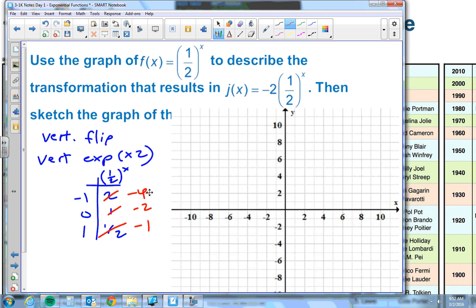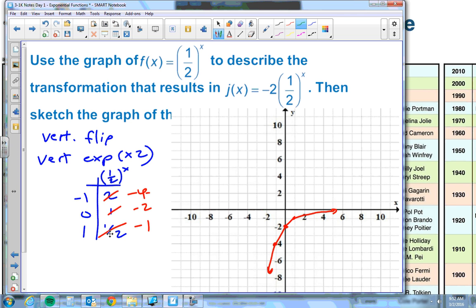And then you can just plot the points. There are no shifts, so just draw those points from the origin. So 0, comma negative 2 there. 1, comma negative 1 is here. And negative 1, comma negative 4 is here. And you're done. You could have gotten those points without making a table first, but the table makes it easier.